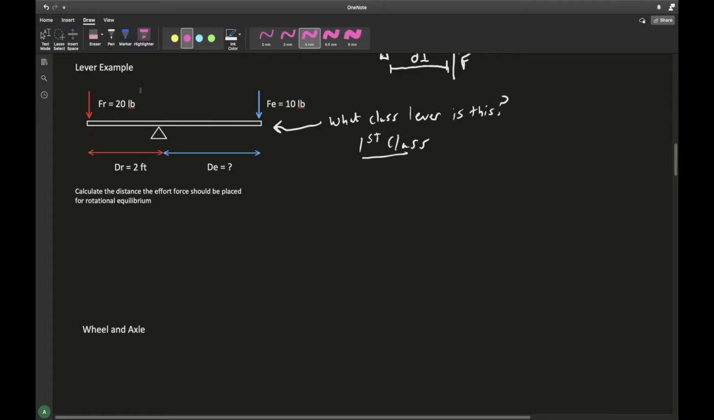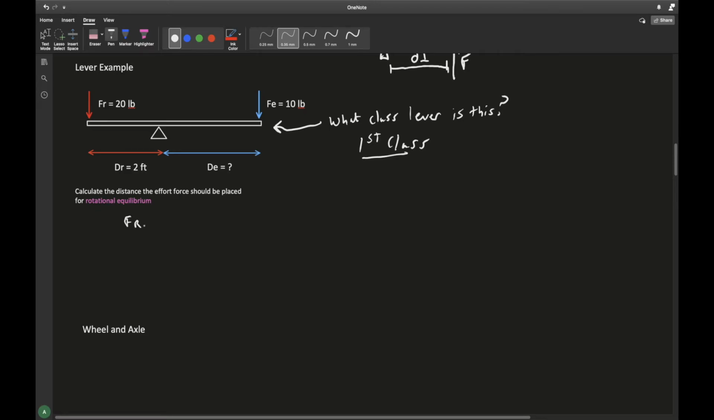So the second part of the question that we got to answer is we got to calculate the distance the effort force should be placed for rotational equilibrium. So rotational equilibrium is that concept where the moments will cancel each other out. Basically, both sides are going to be balanced. And you can think of the seesaw as being balanced in this case. So what is it going to take to balance my seesaw? To do that, it's really simple to set up.